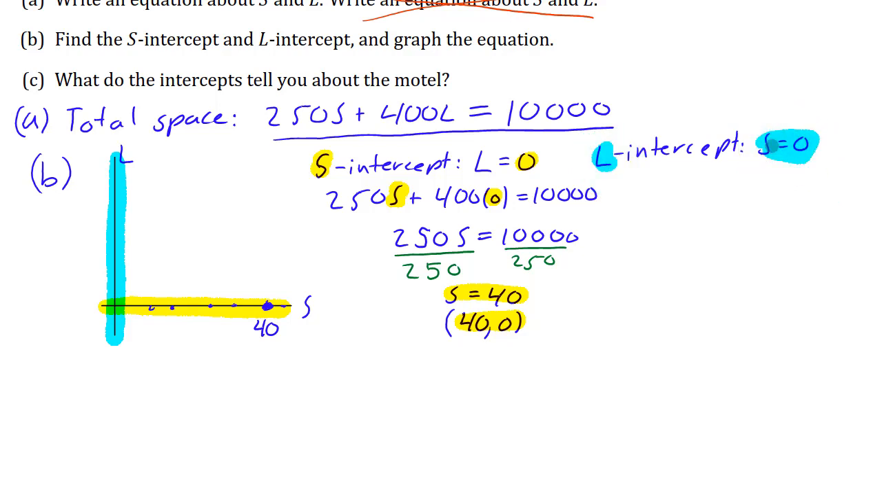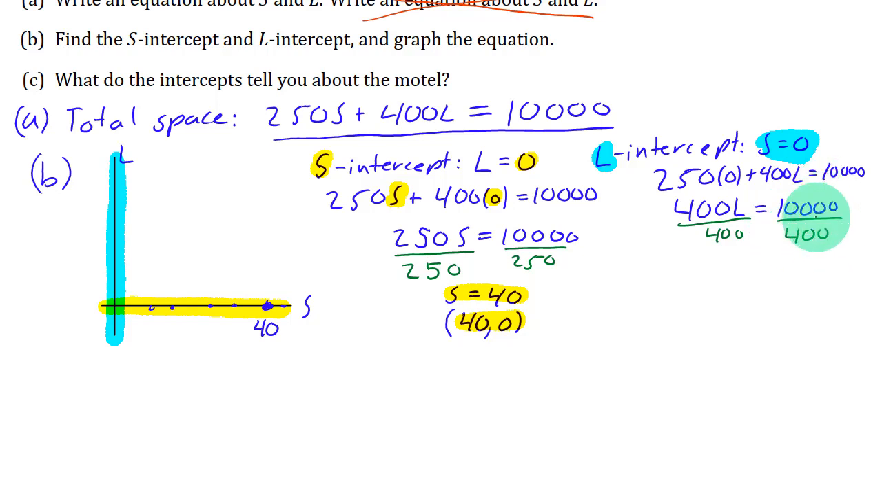So we're going to take that 0 and plug that in for S, which gives you 250 times 0 plus 400 L equals 10,000. And 250 times 0 is just 0, so this is the same as just 400 L equals 10,000. Divide both sides by 400 to get L by itself.